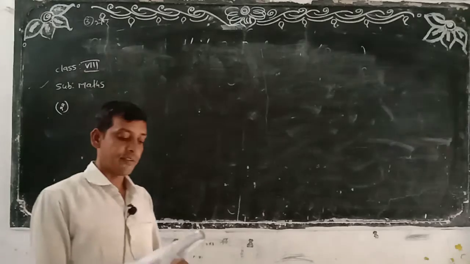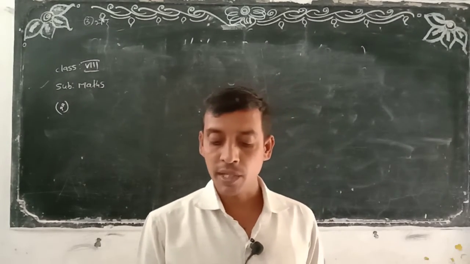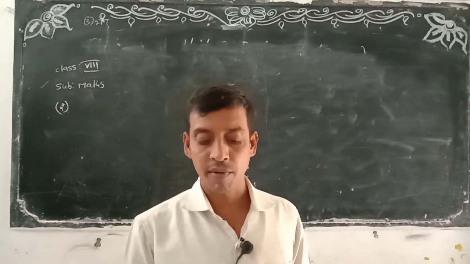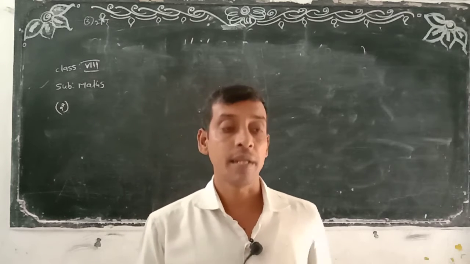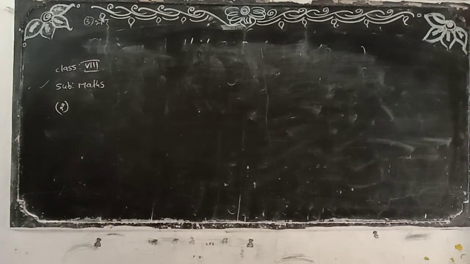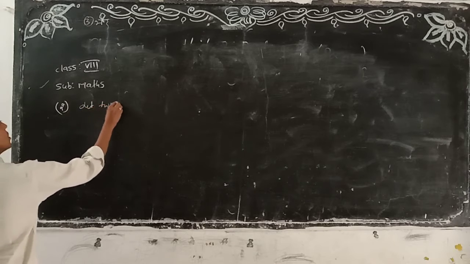What is that? The difference between the two numbers is 8. If 2 is added to the big number, the result will be 3 times the smallest number. Find the numbers. Okay? The difference between the two numbers here is 8.